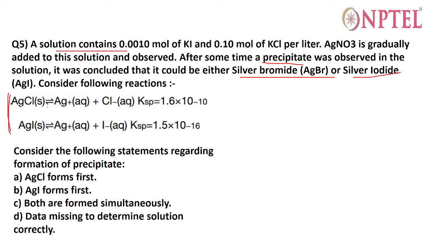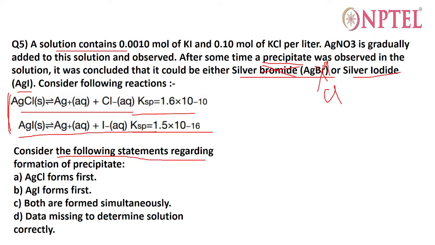So AgCl is getting broken down as Ag plus Cl. This is the equation, and this is the equation for iodide, AgI. There is a mistake here. This will be AgCl, not AgBr. Please take care of it. This is not bromide, it is silver chloride. So either it will be AgCl or AgI. The Ksp values are given. Consider the following statements regarding the formation of the precipitate.